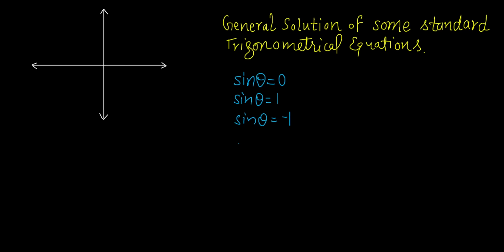minus 1. Similarly, cos theta is equal to 0, cos theta is equal to plus 1, cos theta is equal to minus 1, and also we will see the general solution of tan theta is equal to 0. So these are some standard trigonometrical equations whose general solution we are going to see today.